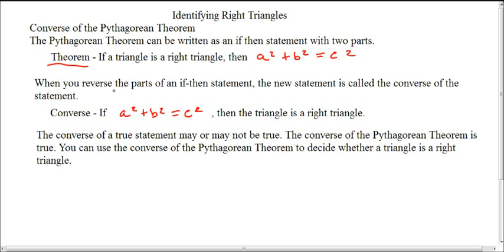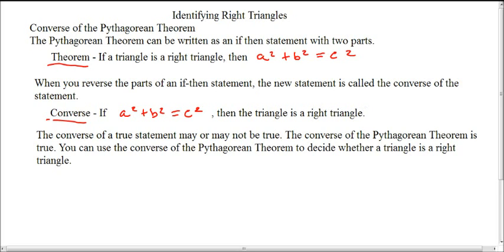Now, when you reverse the parts of an if-then statement, the new statement is called the converse of the statement. So the converse says a squared plus b squared equals c squared. If a squared plus b squared equals c squared, then the triangle is a right triangle.